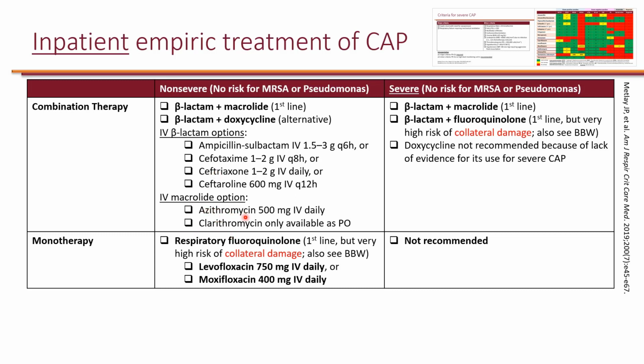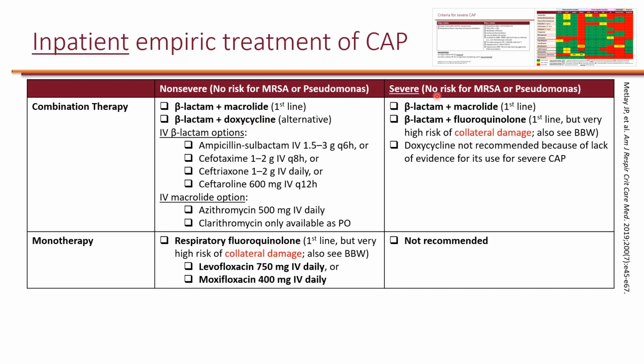And when it comes to macrolides, we have azithromycin, the only macrolide available as IV. Clarithromycin is only available as PO. Now, alternatively, we can also have monotherapy with a fluoroquinolone. It has to be a respiratory fluoroquinolone, either levofloxacin or moxifloxacin. So this is also considered first line. But again, keep in mind that this is associated with collateral damage and adverse effects. I should also mention that beta-lactam plus macrolide is first line, but beta-lactam plus doxycycline is considered an alternative because there is less evidence with doxycycline.